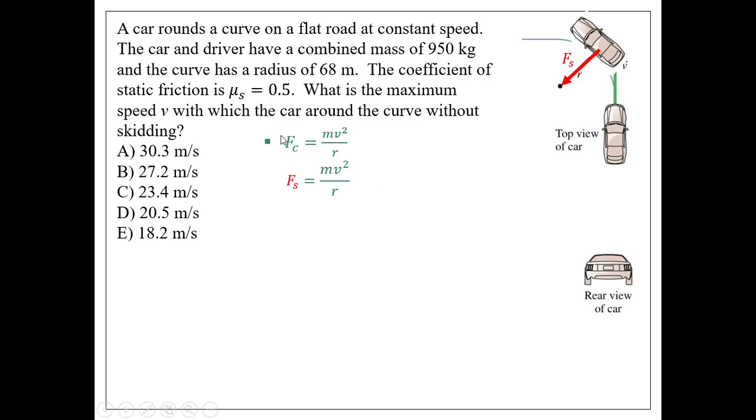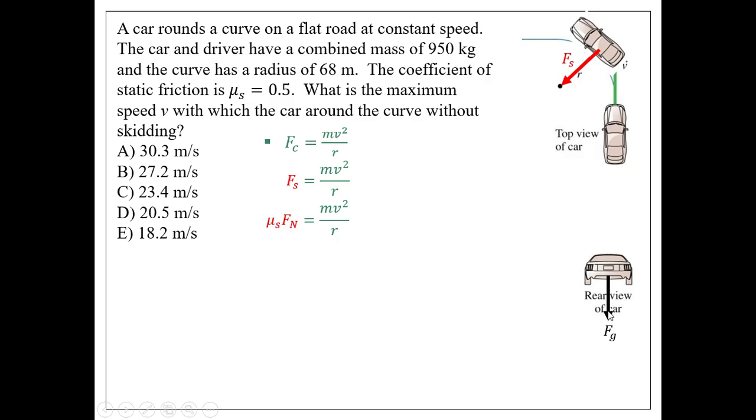So here I'm going to replace f of c with f of s, and on the right side nothing has changed. However, I can replace f of s with mu s f of n. By definition, the static frictional force is just the coefficient times the normal force exerted by the surface onto the object. But I don't know what f of n is, but it's easy, right? The diagram here gives you also a rear view of the car. So here's your f of g that just came onto my screen.